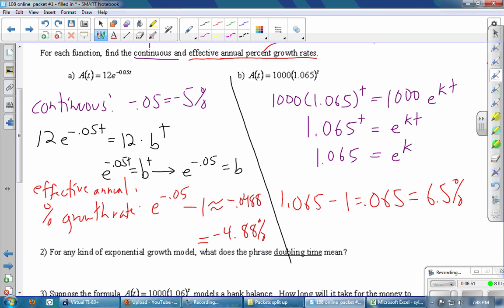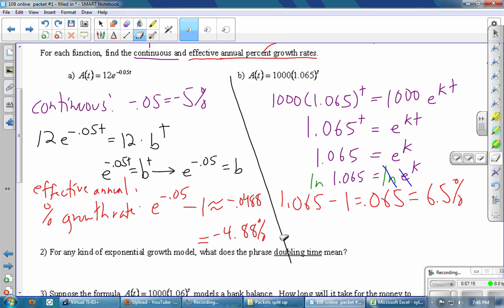All right, where is k? Where's the variable? It's up in the power, which means we're using logs. 1.065 equals e^k. I'm going to put log in front of both sides. I'm going to make a choice. I'm going to pick ln because this problem involves e. And when we do that, the ln and the e cancel. And so then we just get k is equal to ln of 1.065.